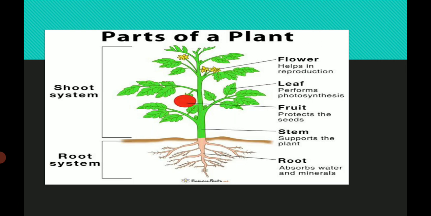Root fixes the plant in the soil. So root is very important for any plant. If the root of the plant is weak, then what will happen? Do you know? In the wind, in the storm, the plant will fall down.